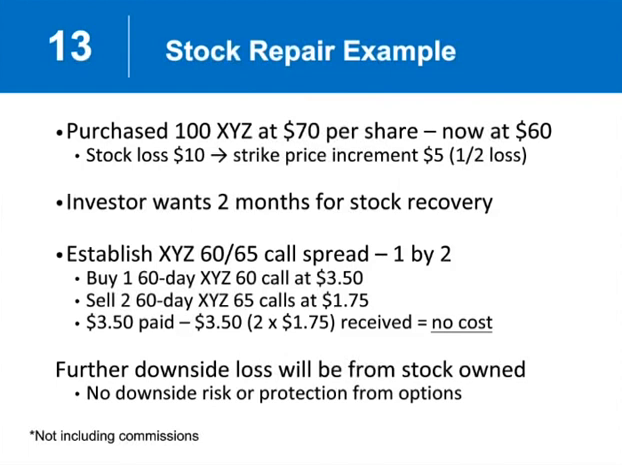Again, stock down 10 points. We want to buy 1 at the money, in this example, the 60 call, and then we're going to sell 2 of these 65 calls, and these are 2 months out.